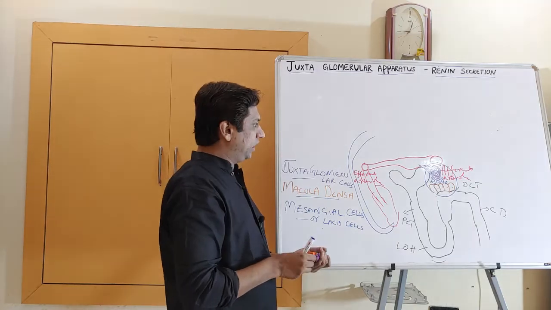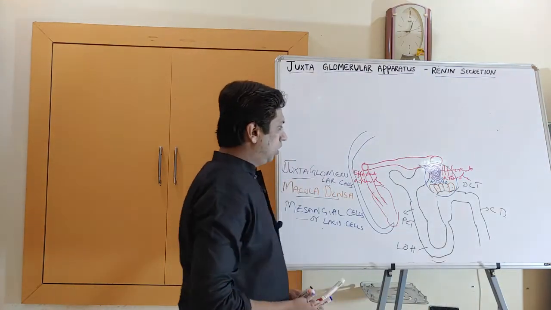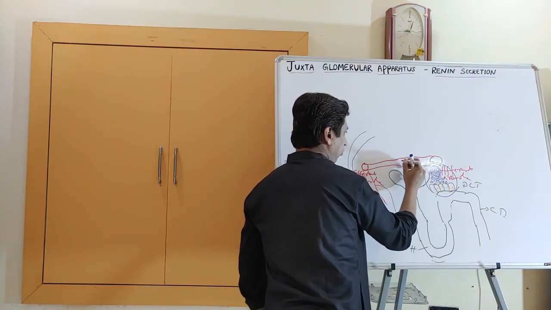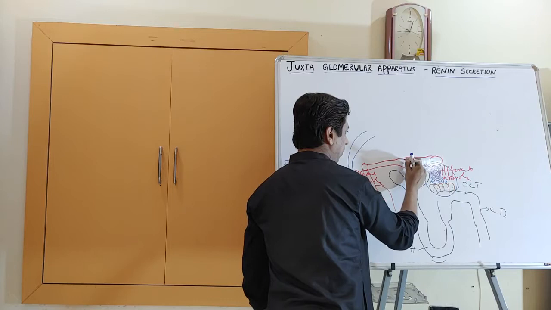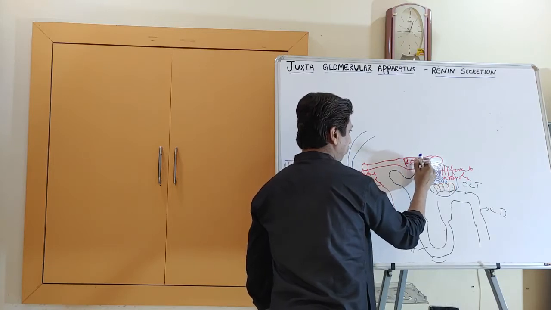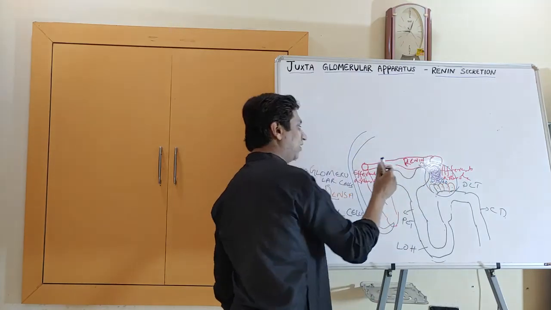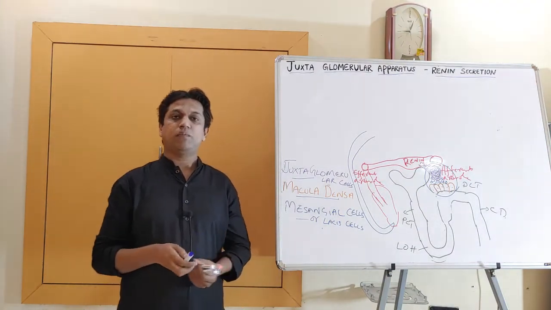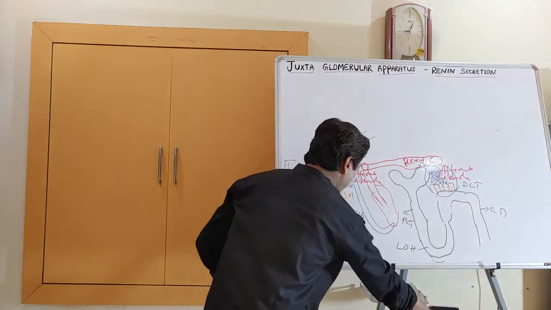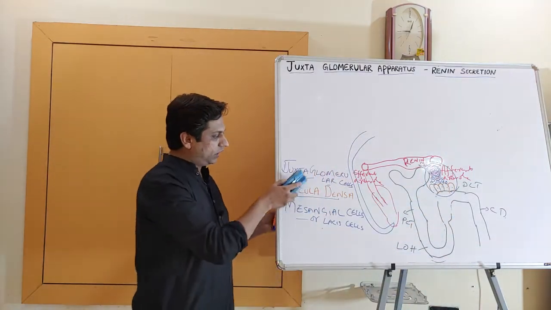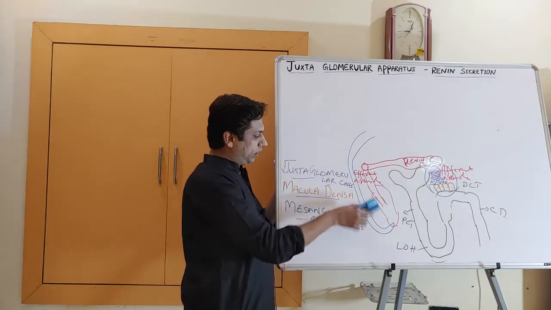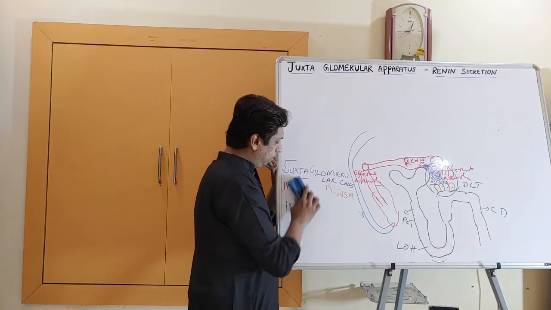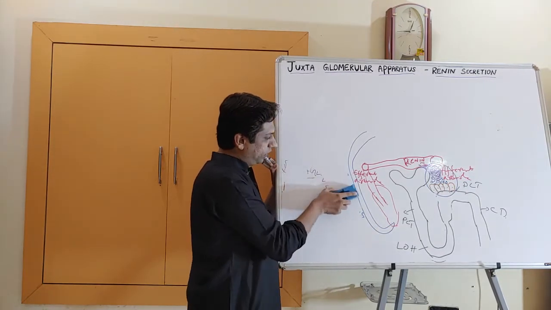Okay. The importance of this structure is that it secretes one very important chemical, an enzyme, known as renin. This chemical is secreted especially from the juxtaglomerular cells into the blood. Now this renin enzyme has a very important role in the regulation of the blood pressure. We'll discuss how exactly this renin, secreted from the juxtaglomerular apparatus, which consists of these three structures, helps in maintaining the blood pressure.